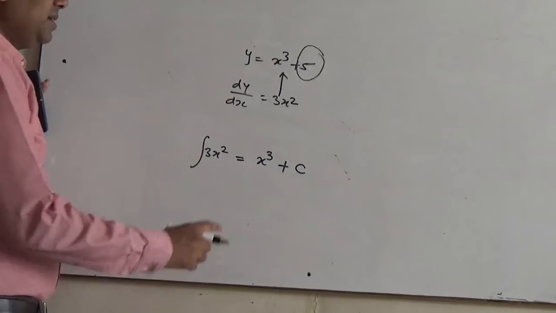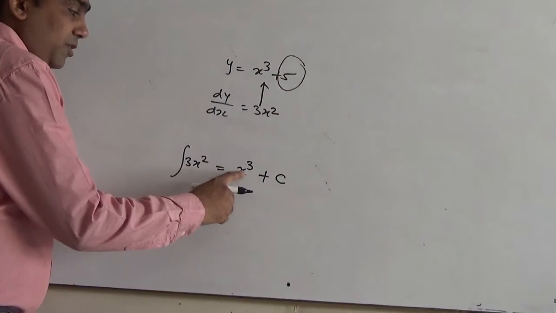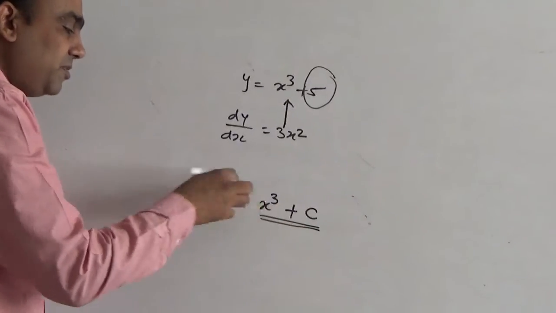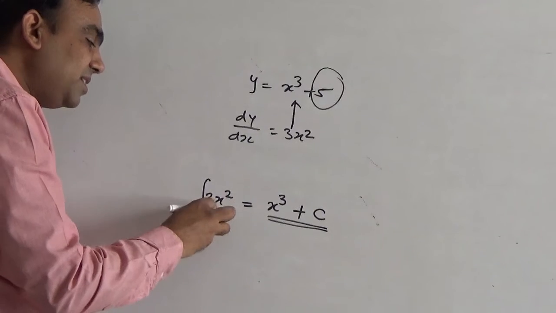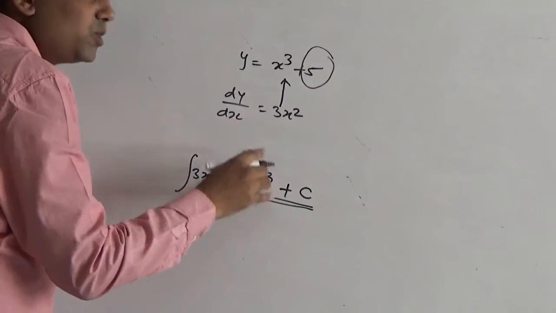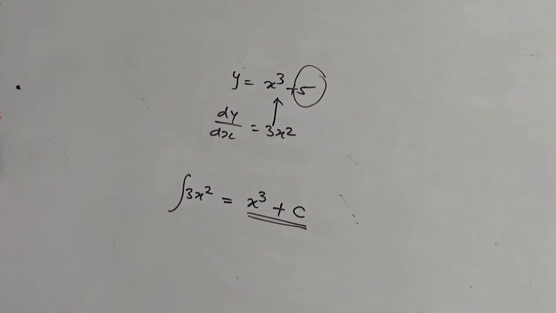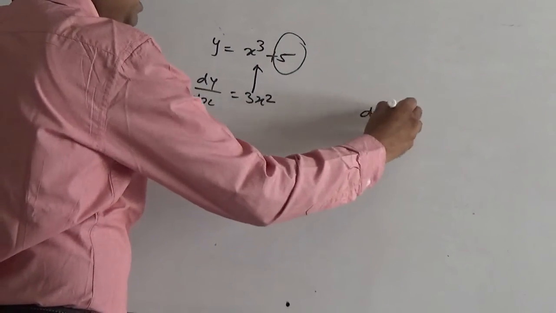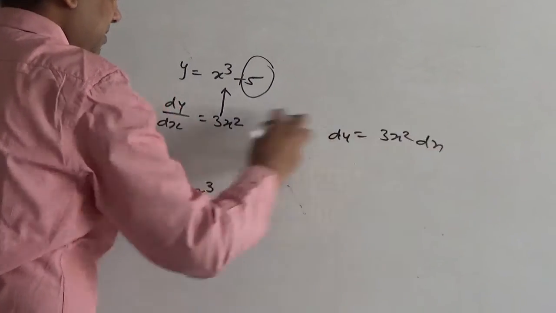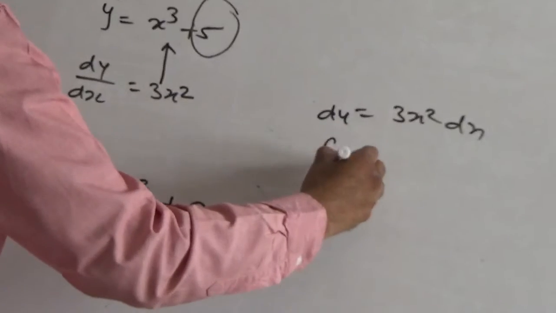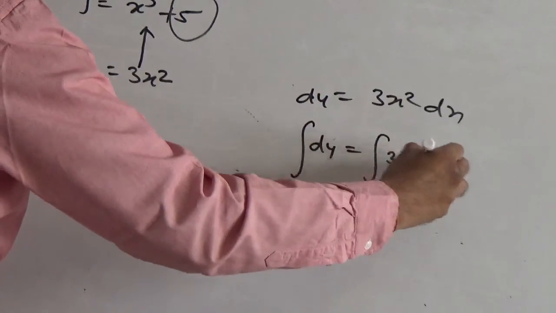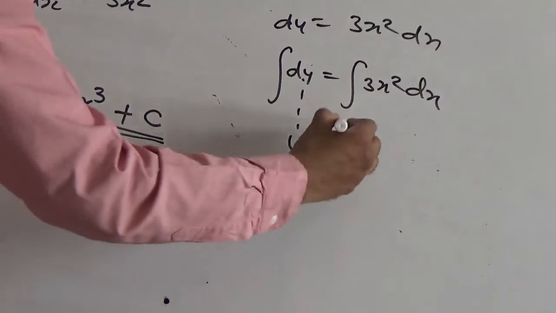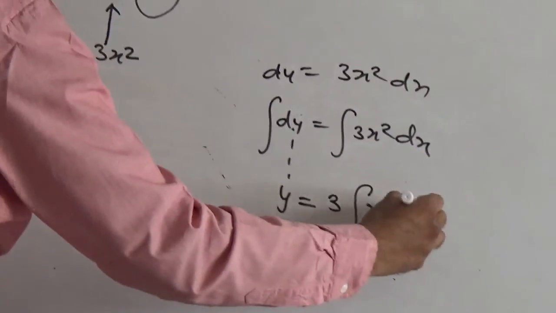So the meaning is that if x cube is the function, its derivative will be 3x square. And if you integrate 3x square, you should get x cube. So it is exactly a reverse process. But basically, if we do it like this, we just write down dy is equal to 3x square dx, multiply it. Then we integrate on both sides like this. Then what is integration of dy? It's y. We take 3 outside, then x square dx.